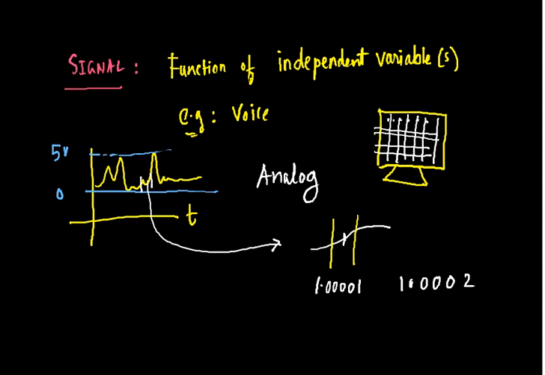So for example, I'm considering these two consecutive dots. I can't find a value in between those dots. What I'm saying is, analog is something which is defined at each and every instance of the independent variable, no matter how small the interval is.